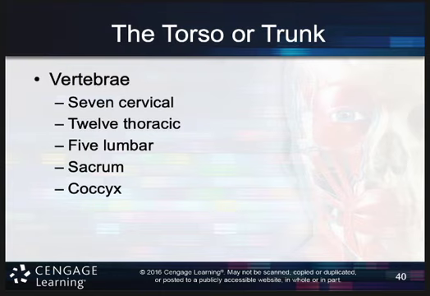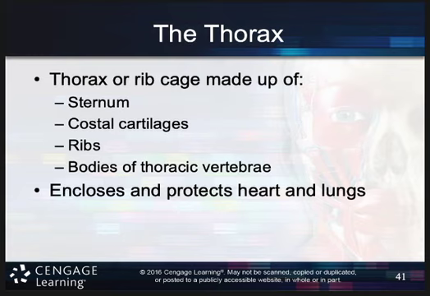With the torso or trunk, we have the vertebral column, which is broken up into 3 divisions: the 7 cervical vertebrae, followed by the 12 thoracic, which articulate with ribs, and the 5 lumbar vertebrae. L5 lies right above the sacrum, which lies right above the coccyx, which at one point during development used to be your tail. The thorax, or the rib cage, is made up of the sternum, costal cartilages, ribs, bodies of thoracic vertebrae, and it closes and protects the heart and the lungs.